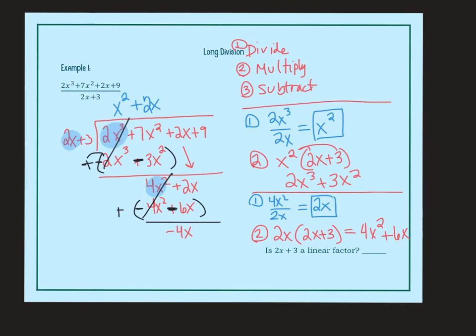Okay? So the process is divide. I'm going to divide the first term by the first term outside. So negative 4x divided by 2x is going to be equal to negative 2. Then we multiply. We take the negative 2 and we multiply it by 2x plus 3. And we get negative 4x minus 6.